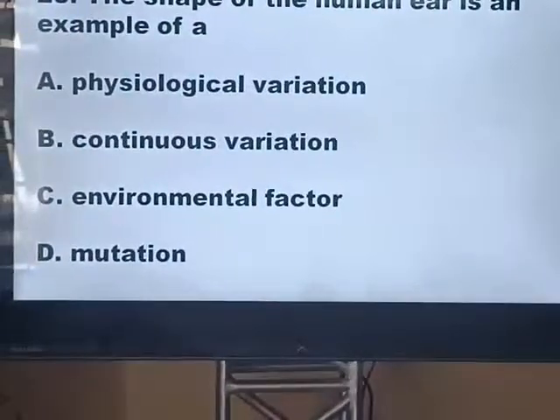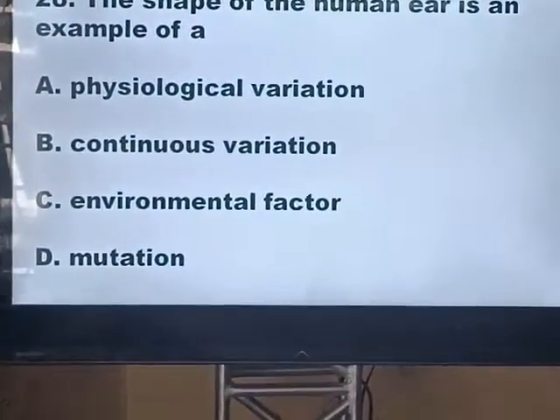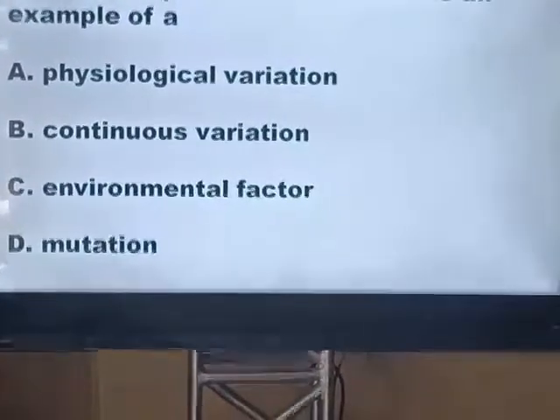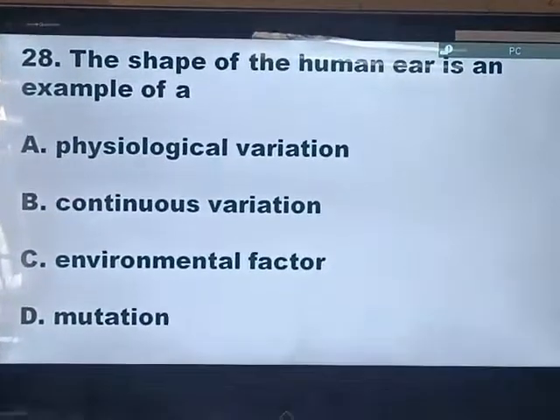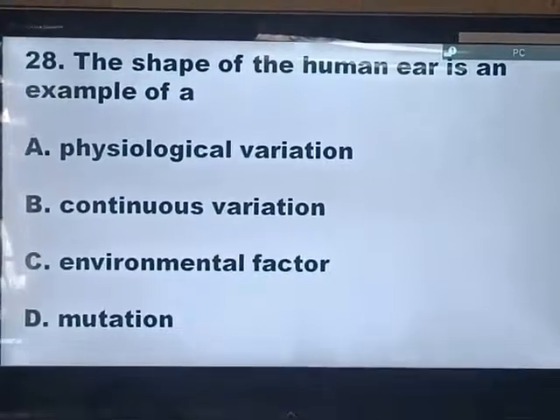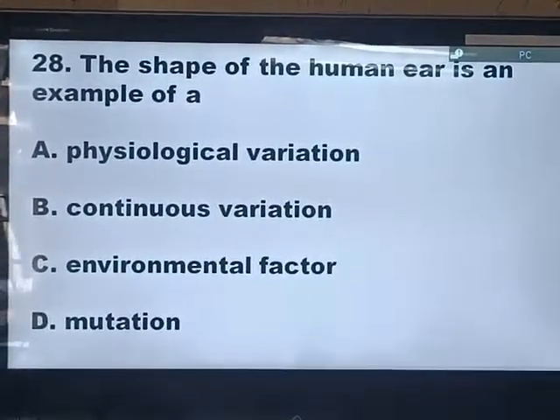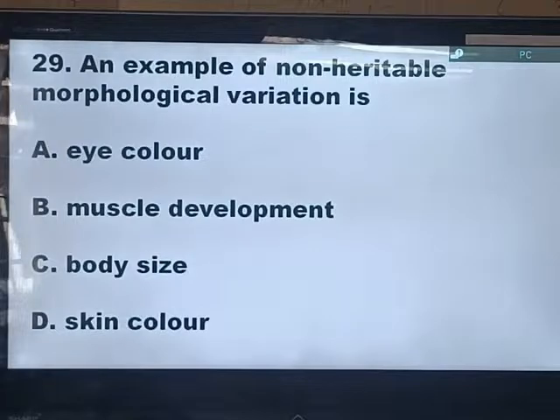So the shape of the human hair is an example of continuous variation. So that's that. Another name for continuous variation is morphological variation. Let's go to the penultimate question, number 29. An example of a non-heritable morphological variation is dash.